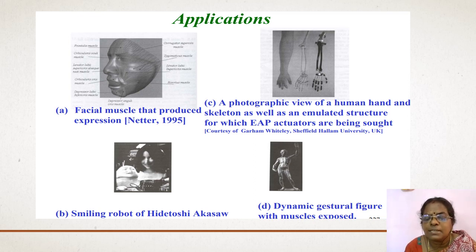Then we can see figure D, where the whole robotic body is made up of this polymeric material EAP so that it can imitate a human being, right? So it acts as a muscle where it stores a large amount of energy. Muscle stores energy, right? So here also we saw that out of the three properties, one thing is that it can store energy. Because of that also it is used as a muscle.